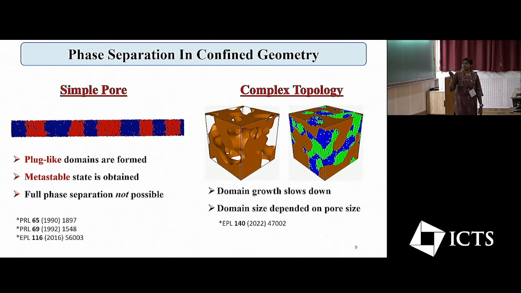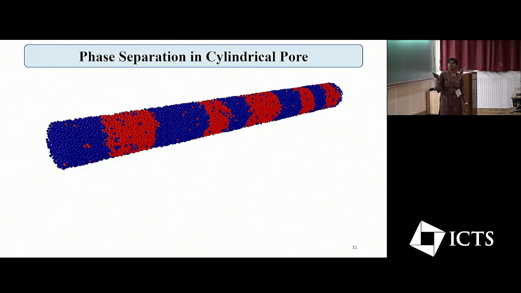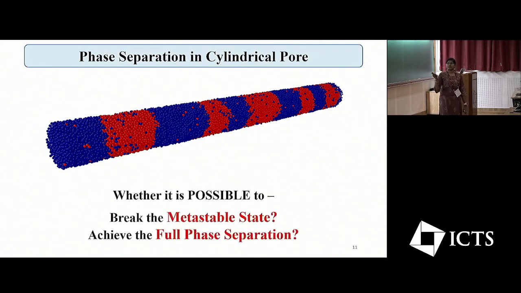Now, one thing common for all the confined geometry systems is that there is no interaction with the wall. That is, the wall is completely neutral towards the liquid. So our motivation for this work is, what happens in a real system where the fluid interacts with the container? Will there be partial or complete wetting? This is what we are going to focus on in our study: phase separation in a cylindrical pore with an interaction with the confinement.